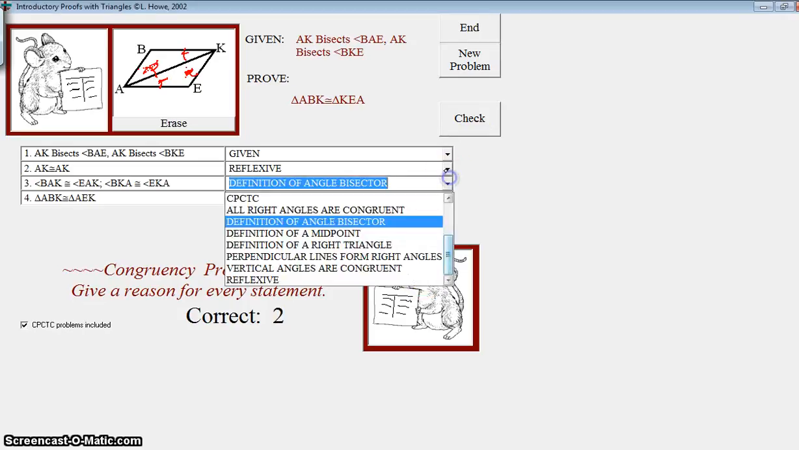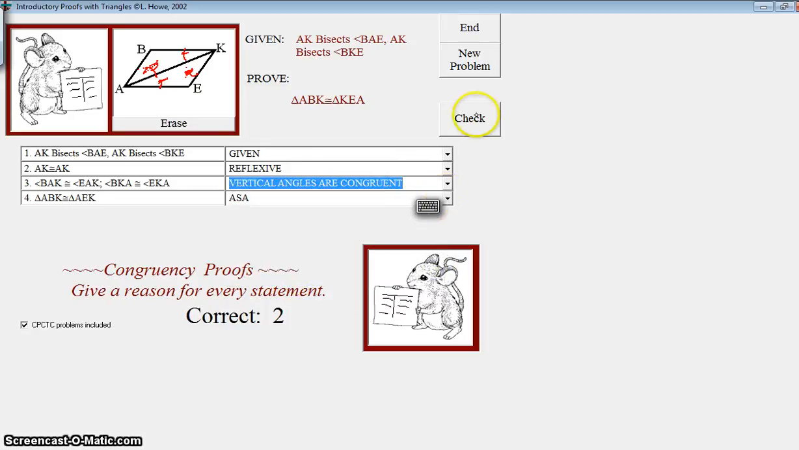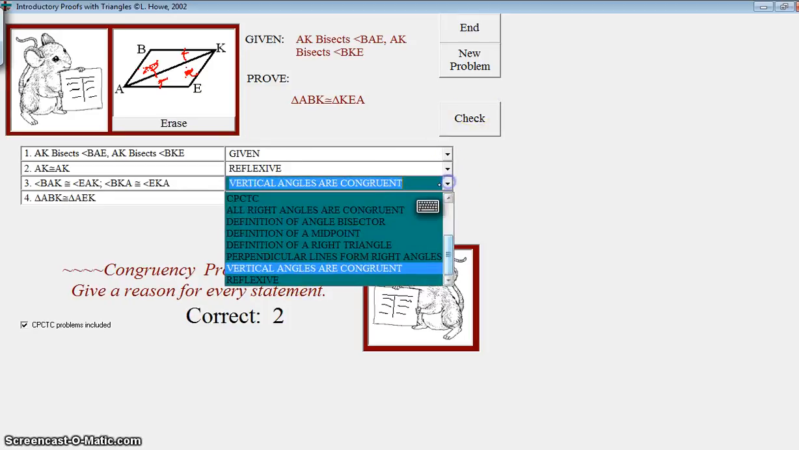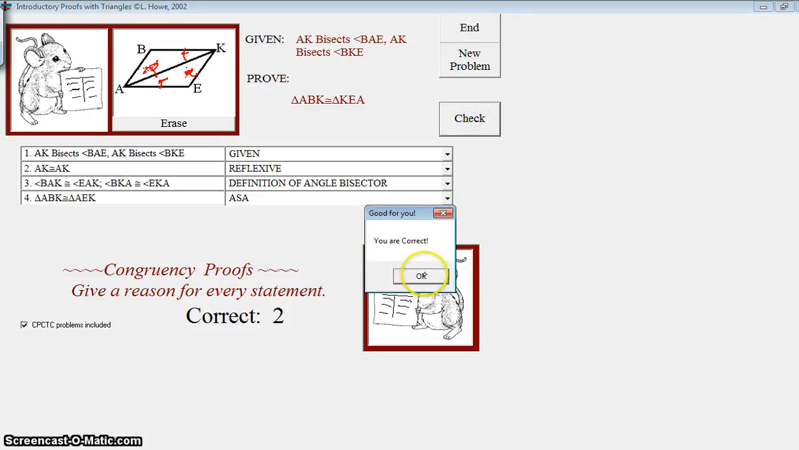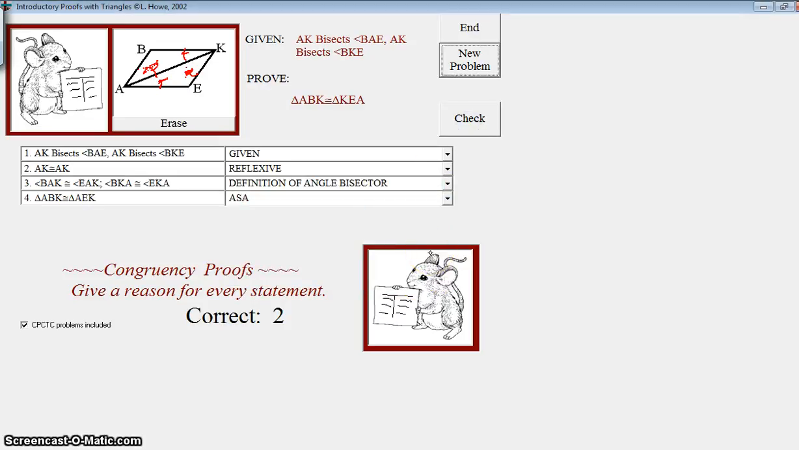So you're going to have to do some analysis here. Maybe you'll even look up these other definitions, but do some scrolling around. Oops, I've got vertical angles are congruent instead of definition of angle bisector. So help each other out. Hang pictures to your comments if you've got a question for somebody to answer, and give this a try.